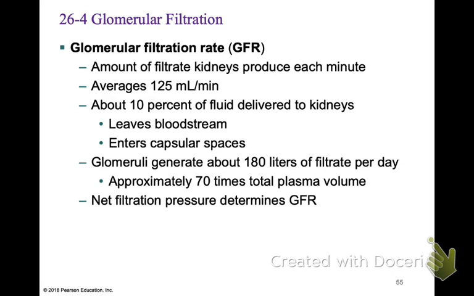Okay, so the glomerular filtration rate is how much filtrate you produce, and we measure it each minute, but then you can magnify that to see how much a day. So 125 milliliters per minute, and that's for both kidneys together, and only about 10% of the fluid that's delivered to the kidneys actually leaves the bloodstream, but that still generates about 180 liters of filtrate a day, and that's about, your book says 70, I was thinking more like 60 times the total plasma volume.